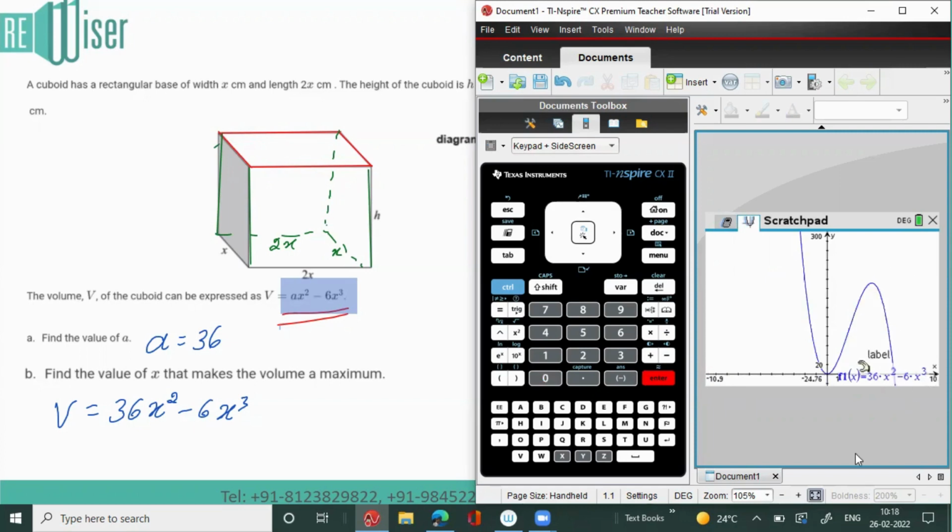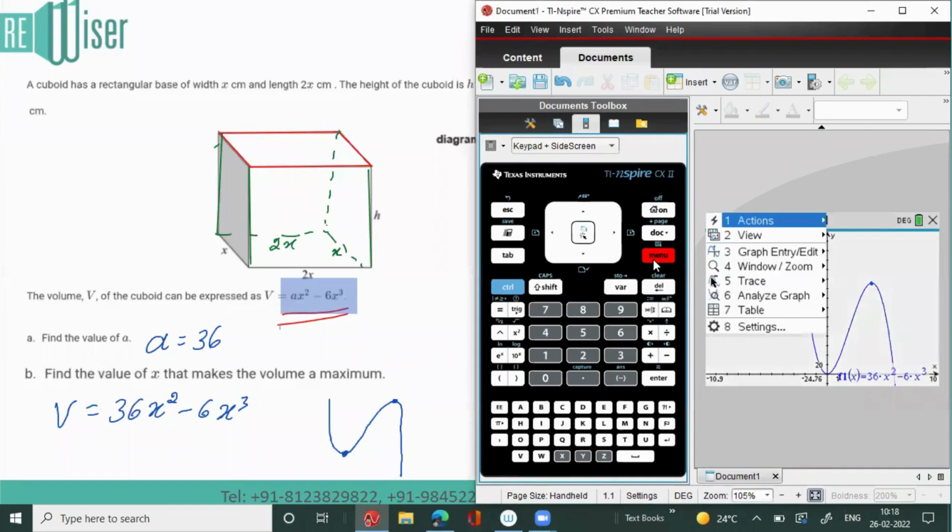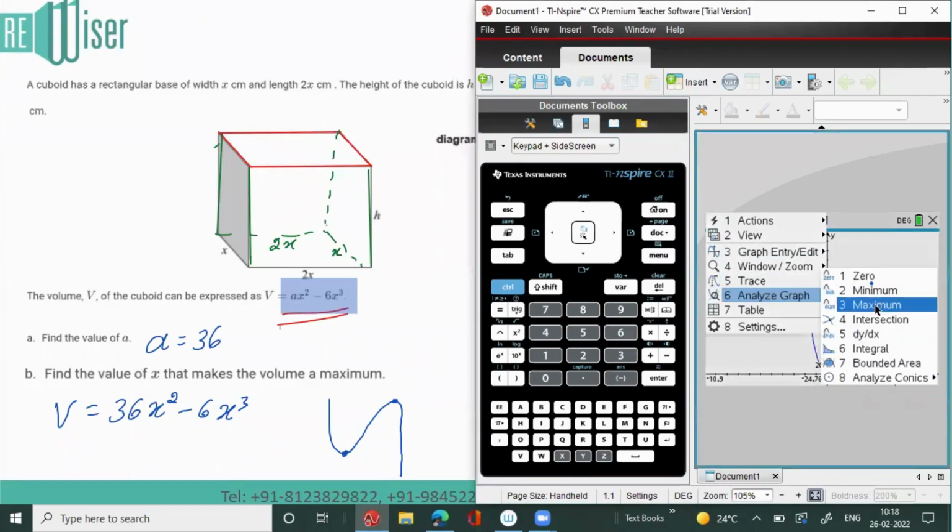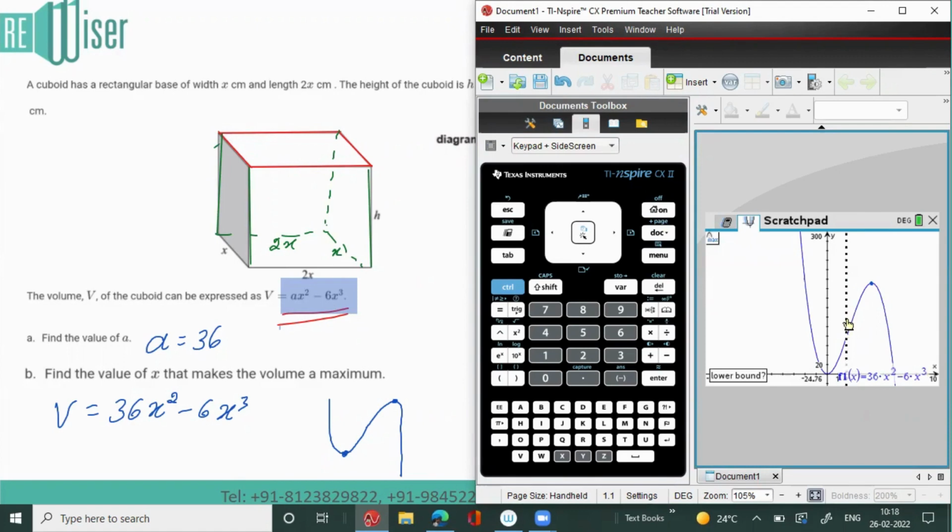Whenever you have a graph like this, this particular point we call a minimum point, and this a maximum point. To be more specific, we also call them relative minima and relative maxima, or local minima or local maxima. We need to figure out what this point is. So we go to menu, then analyze graph, and there is a maximum. We need to fix the lower and upper limit. The lower limit is here and the upper limit is here. I can clearly see that (4, 192) is the maximum point.